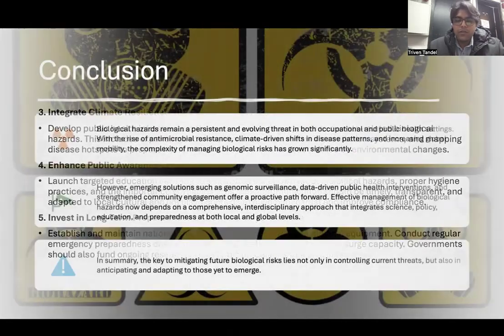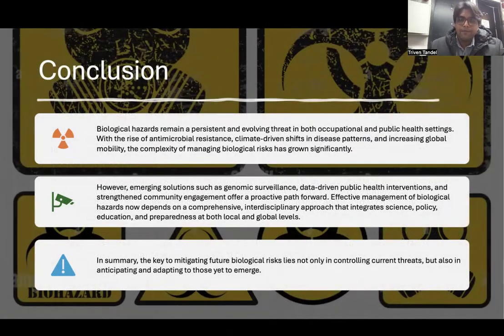So let's move to the conclusion. I will do the conclusion. For the conclusion, as we know, biological hazards are, in short, available everywhere, a kind of hazard which surrounds each and every one of us. It's in the environment, it's in the healthcare sector, even in our houses. So basically, to minimize the biological hazard, we have to just do certain things.